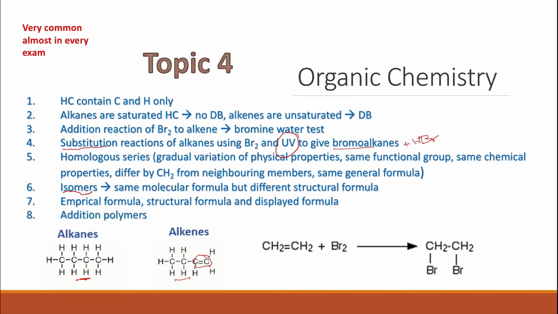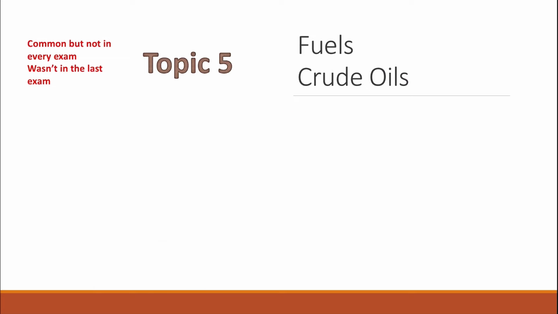And finally, addition polymers. Addition polymers are almost a guaranteed question in your exam. Addition polymerisation is the addition of alkenes to give you a saturated hydrocarbon, a long chain. They might ask you just to draw the addition polymer, how it looks, or to find the alkene that the polymer came from, and the disposal of the polymers. Remember that addition polymers are not biodegradable. It's not easy to dispose of them.